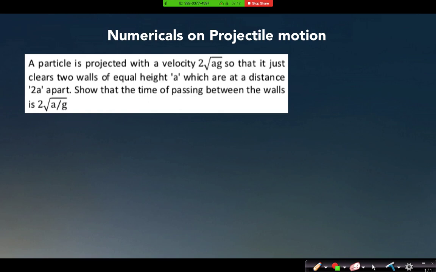Okay, so this question says that a particle is projected with a velocity of 2 root over of ag, so that it just clears two walls of equal height a, which are at a distance 2a apart. Show that the time of passing between the walls is 2 root over of a by g. There are a few things we will learn while solving this question. Let us first try to draw the situation.